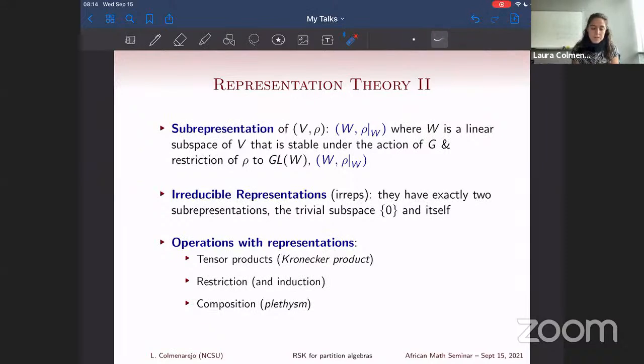Now, among all the representations, there is going to be a set of them that are going to be our basic elements, and those are the irreducible representations, and I will refer to them on the slides a lot as irreps.